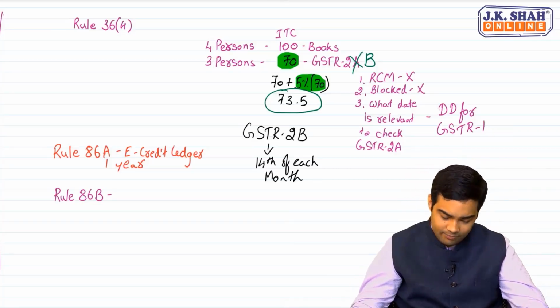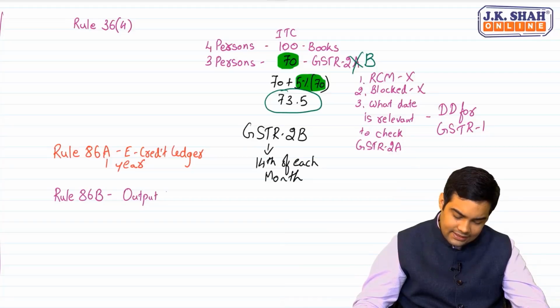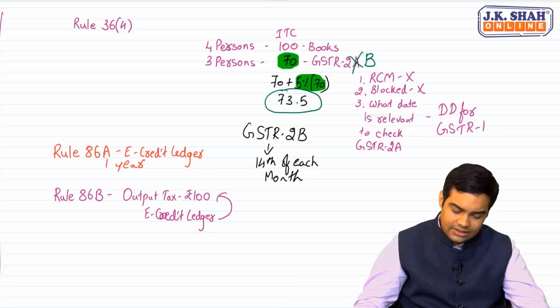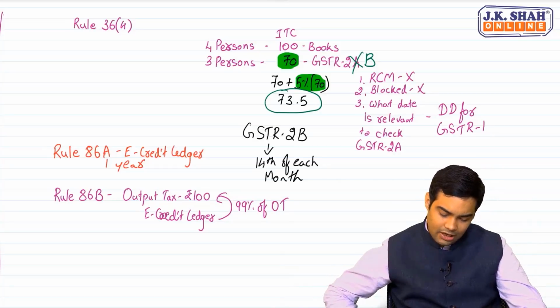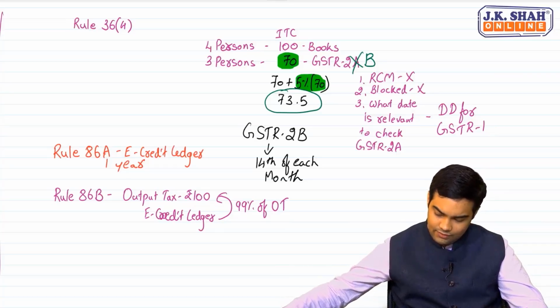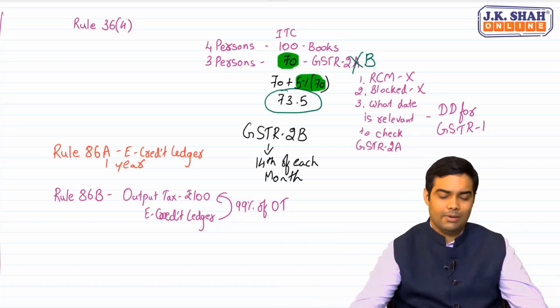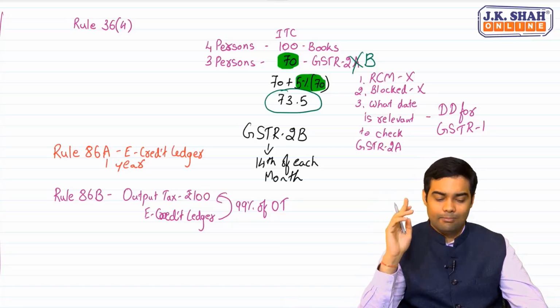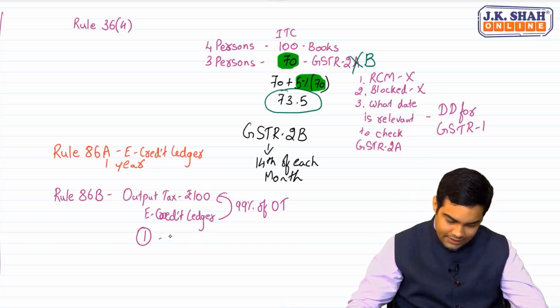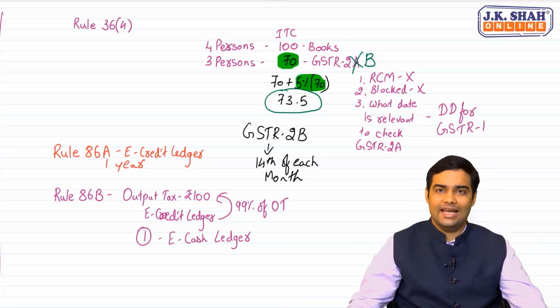See the restriction carefully. If your output tax is rupees 100, then how much can you use from your e-credit ledger? The maximum which you can use from your e-credit ledger is 99% of output tax. And 99% of output tax will be how much? 99 rupees. So to the extent of 99 rupees, you can pay through the e-credit ledger. Balance 1 rupee has to be paid through the e-cash ledger. So this is the restriction which is placed in the law.